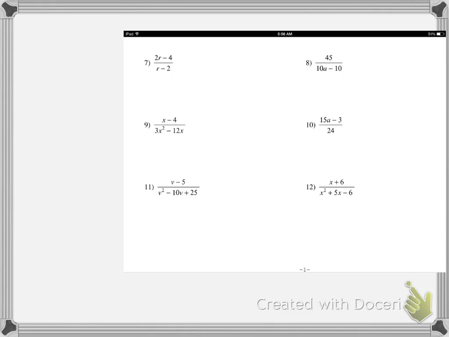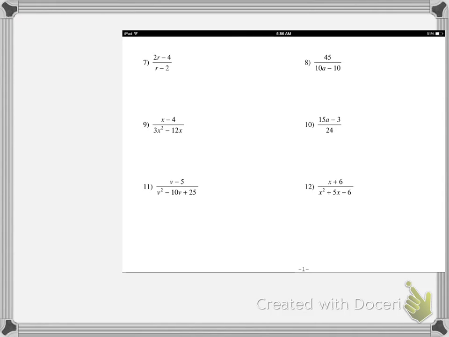Now that should look familiar. I just did that one. Very similar problem. Okay, I'm going to factor out a 2, leaving me r minus 2. Again, that's the numerator. 2r minus 4 can be factored to 2 times r minus 2. If that is hard for you, I want you to go back and look over finding the GCF or factoring terms using the GCF.